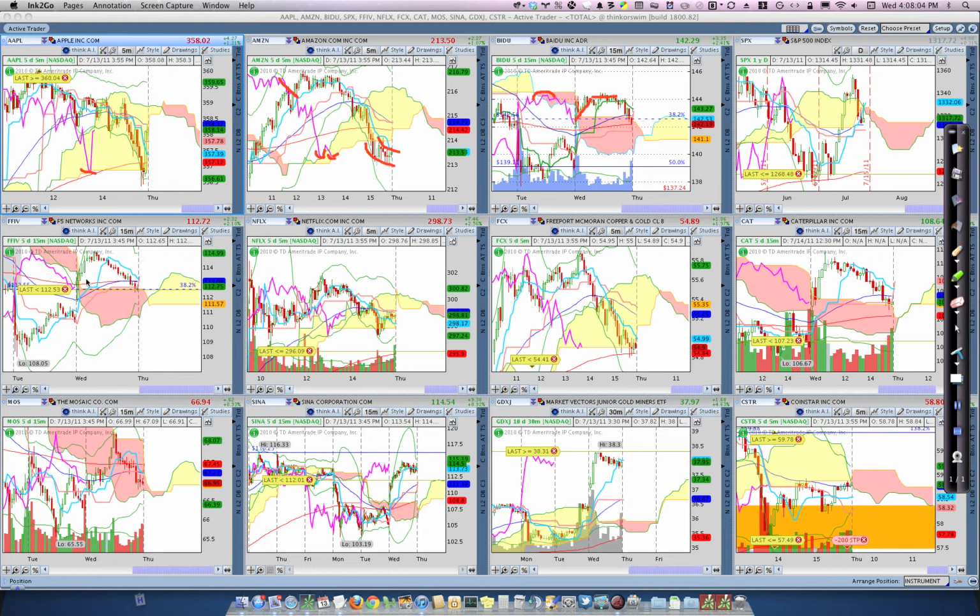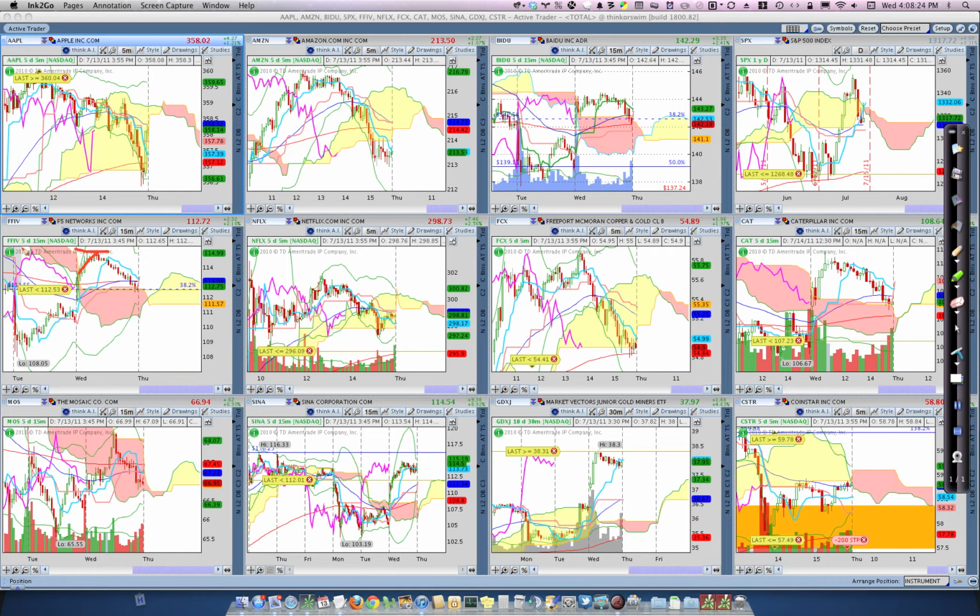Let's look at FFIV. FFIV, nice break up today. And where did it break? Right through the weakest part of the cloud, where it was like a funnel or like a pipe. And FFIV did the same thing. Up, then it hit a top.